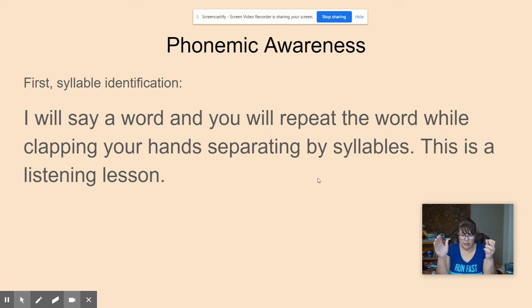Get your hands ready, and we're going to clap by separating by syllables. Animal, animal, 3 syllables. Body, body, 2 syllables. Running, running, 2 syllables. Almost, almost, 2 syllables. High, high, 1 syllable. Walking, walking, 2 syllables.